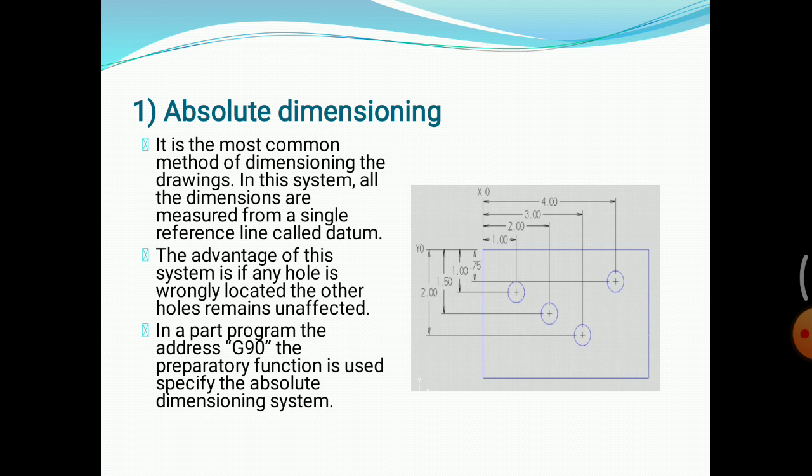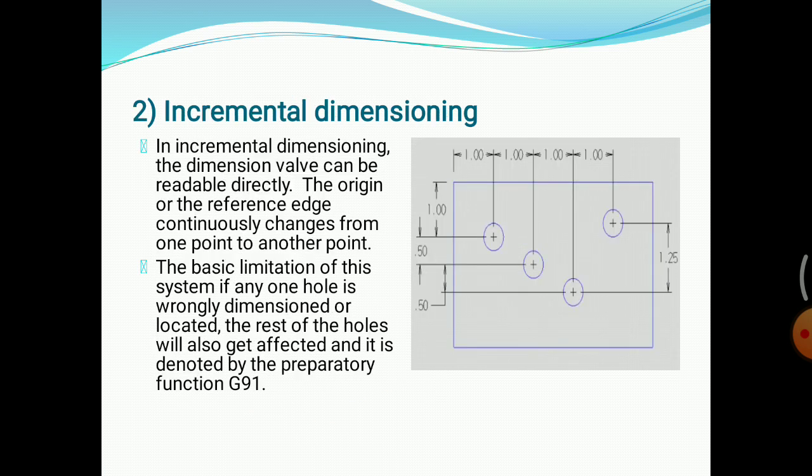Okay, so when we are writing the program by using absolute dimensioning, we have to write the code in the program as G90. That will indicate that we are writing the program by using the absolute dimensioning method. So this is regarding absolute dimensioning. Now let's discuss the incremental dimensioning method.